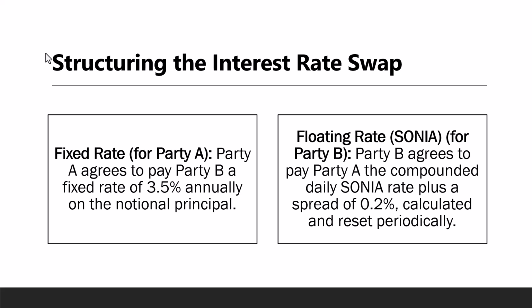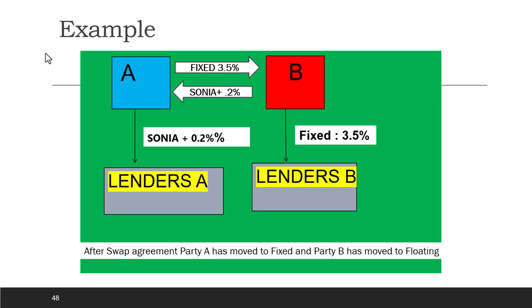So they enter into a swap. That means it will look like this. A was paying variable to the lenders. B was paying fixed. Now they enter into a swap deal where A pays a fixed 3.5% to B and B pays SONIA to A. So that when A pays B 3.5%, he can meet his liability, and he is now paying SONIA. So now he is on variable rate and A is now on fixed rate.